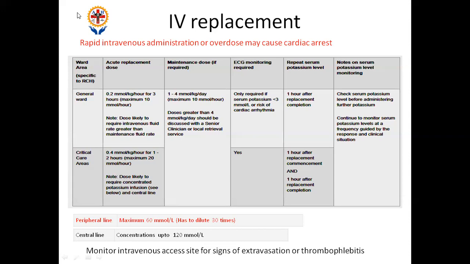8 ml KCl in 250 ml NS. 8 ml KCl in 250 ml. Okay, 8 into 3 times. Over how much time? Over 1 hour, sir. Okay, then next.